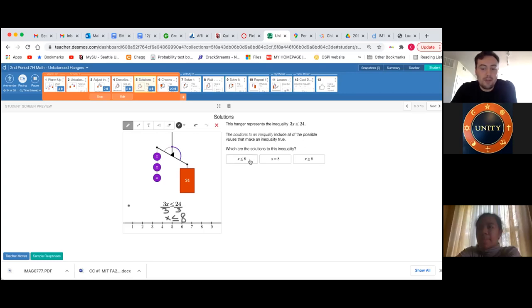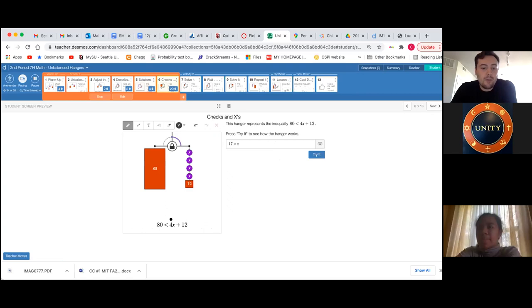And so out of our solutions, we can then pick the solution to our inequality. And then on to slide 6, we would do the exact same thing. And we can see that they got 17 is greater than x, but there's a problem with it. Something is wrong about this particular solution that they plugged in.